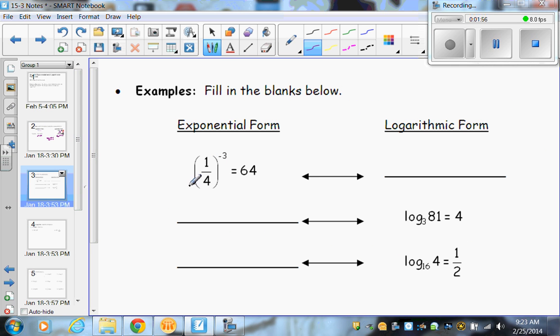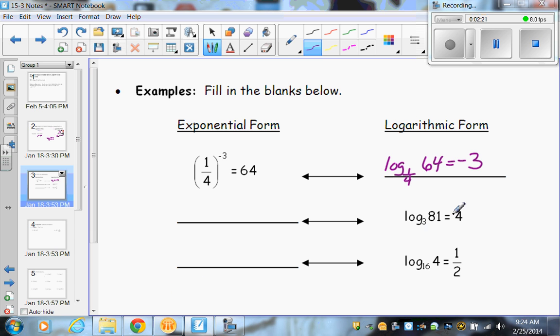Let's try some more. We have 1/4 to the negative third equals 64, and I want to put it in logarithmic form. So I'm going to have the log, the base is 1/4, the number that it was equal to was 64, and the exponent is negative 3.